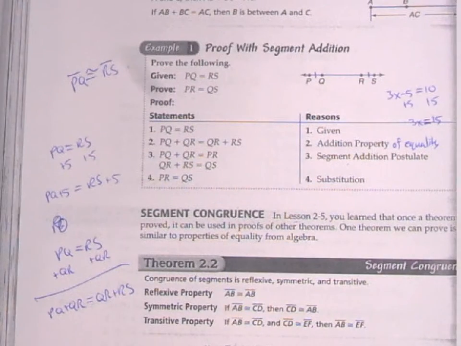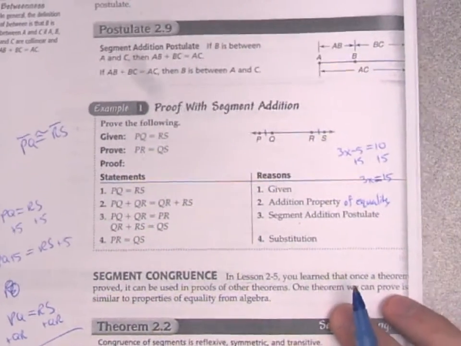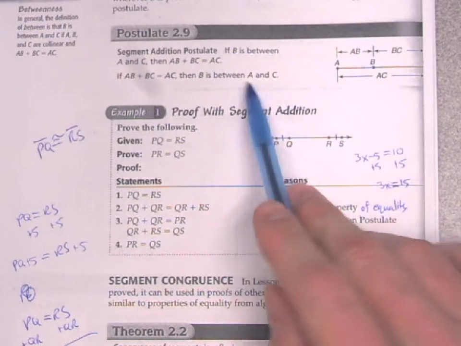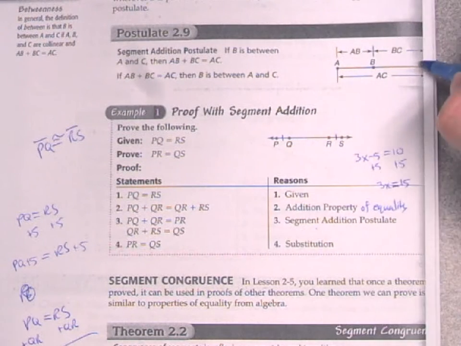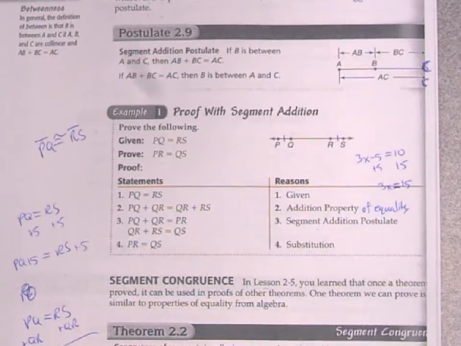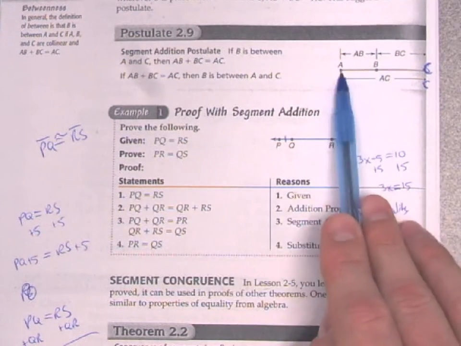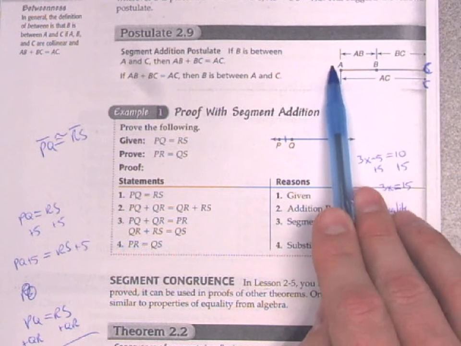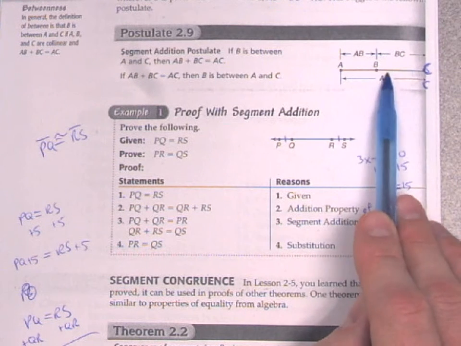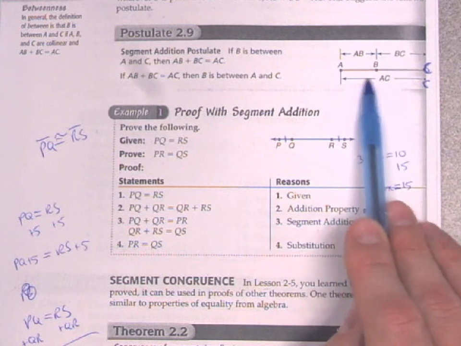Okay, the next part here is the segment addition postulate. Going back over here to our segment addition postulate, what this says here, this is a little bit cut off, but this is a point C over here. It says if B is between A and C, which it is, then the length of AB plus the length of BC is equal to the length AC.